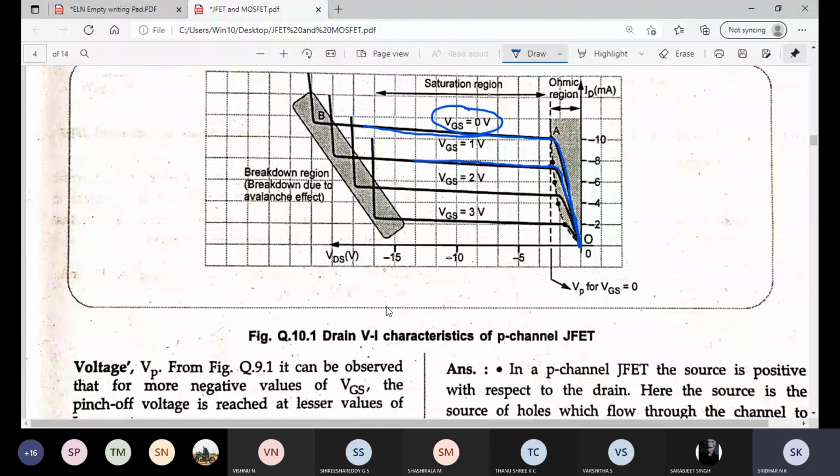Finally, it won't conduct. It is just the opposite of n channel. The n channel works in the first quadrant, whereas this will be in the second quadrant. This is the difference between n channel and p channel working.